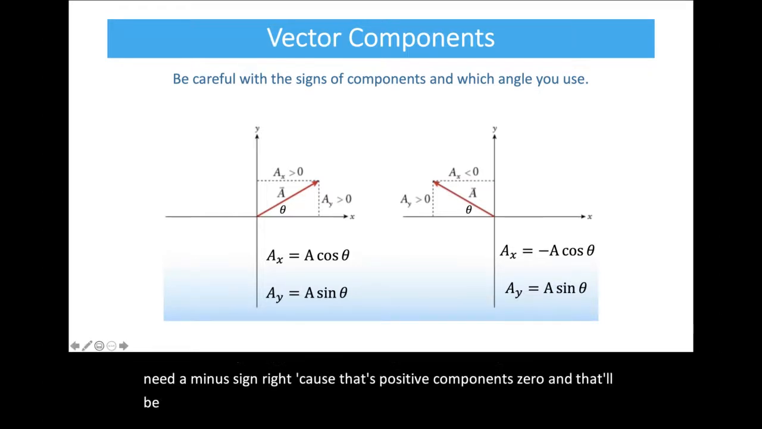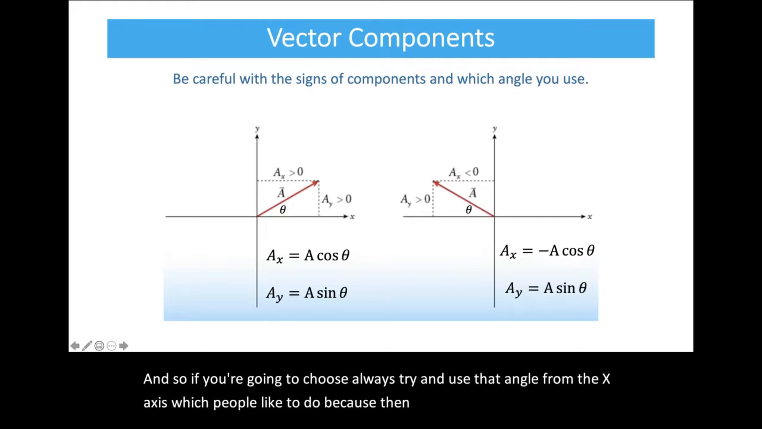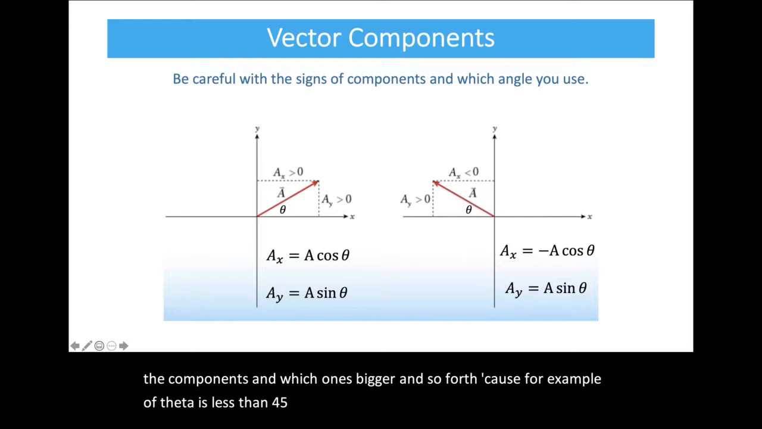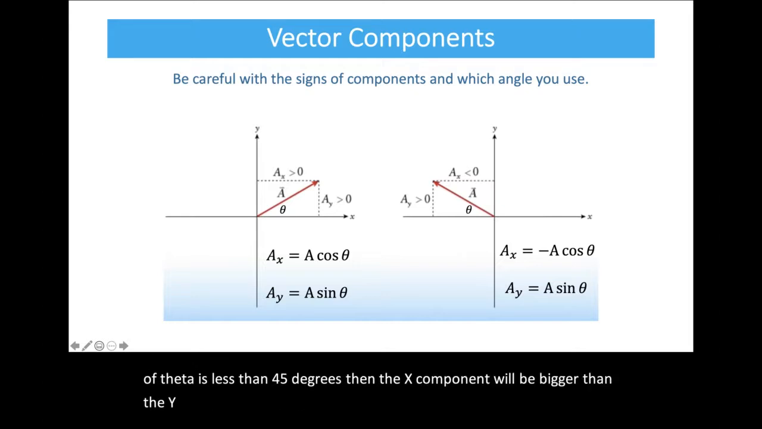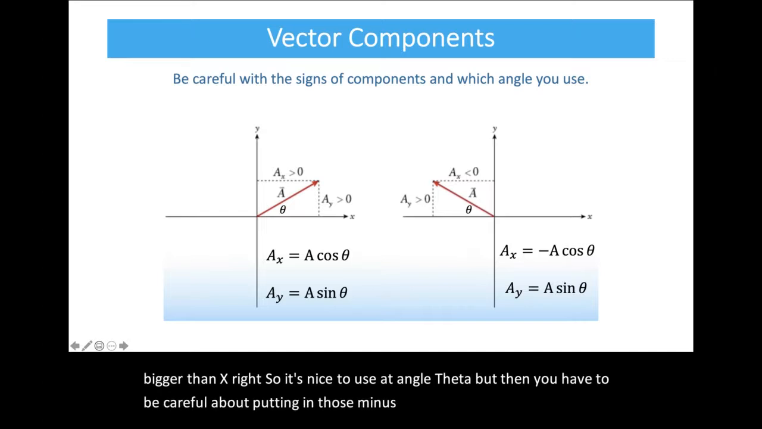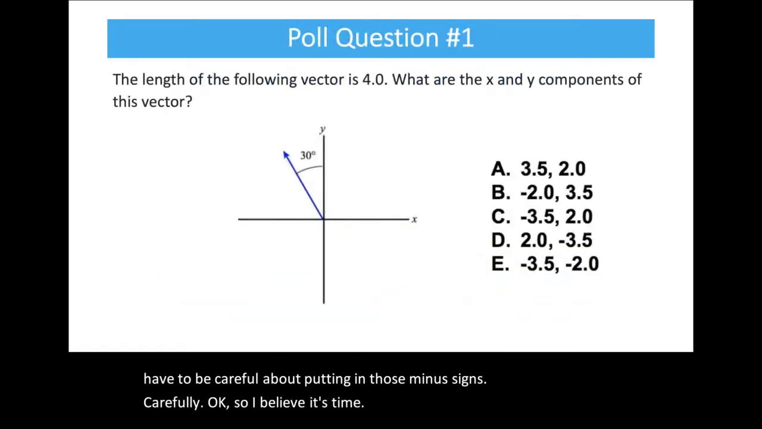And that'll be true. We're going to have vectors that point in all four quadrants here. So always try to use that angle from the x-axis, which people like to do because then it's easy to picture the sizes of the components and which one's bigger. For example, if theta is less than 45 degrees, then the x component will be bigger than the y, the size of it. And if theta is bigger than 45 degrees, y will be bigger than x. So it's nice to use that angle theta, but then you have to be careful about putting in those minus signs. Okay, so I believe it's time to try a poll question.